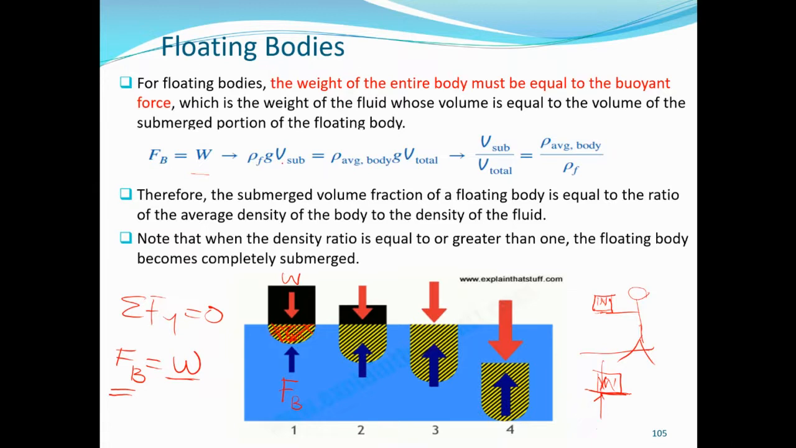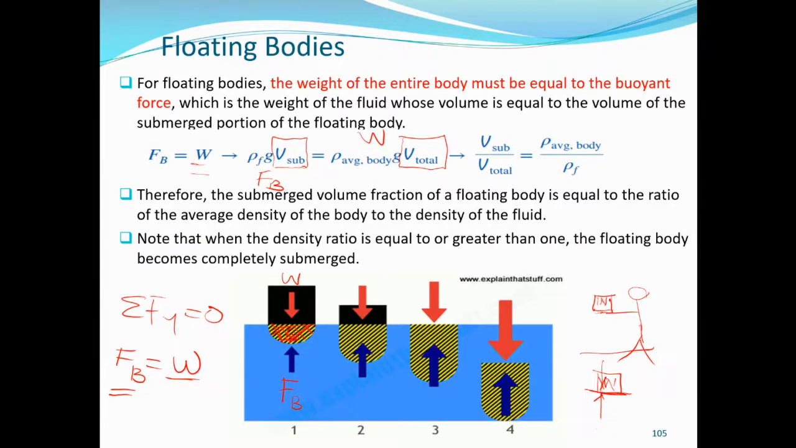Here we use the volume of the submerged body, not the total volume of the object. We don't use the total volume of the object in this case. We use the volume of the submerged area, or the volume of the liquid displaced. Weight is given by the average body weight, and here the volume is the total volume of the body. This is our weight, and this is the buoyant force.